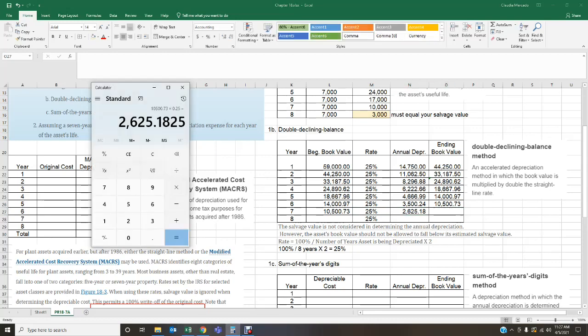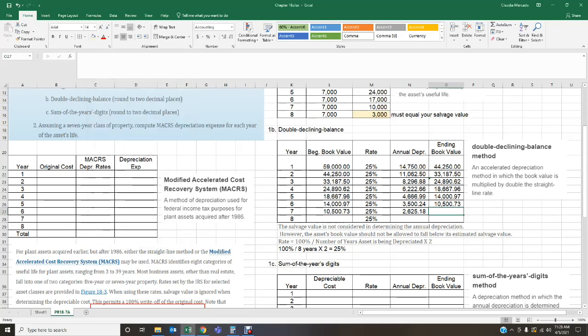Okay, so it'll be 10,500.73 minus 2625.18. That gives me 7,875.55. Okay, we bring that number down, 7875.55, and this is the last year that we're depreciating.